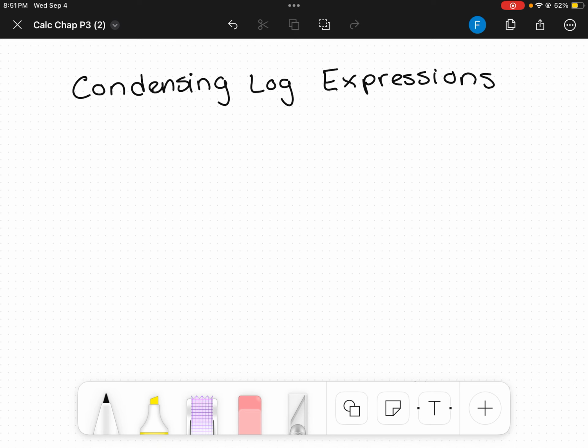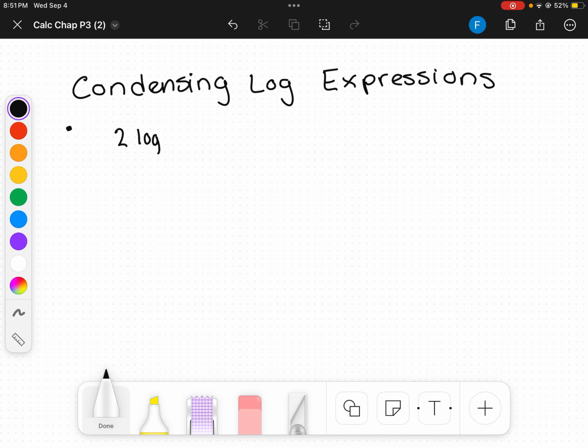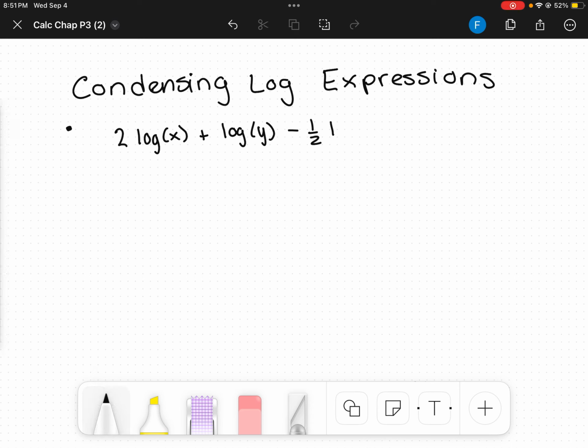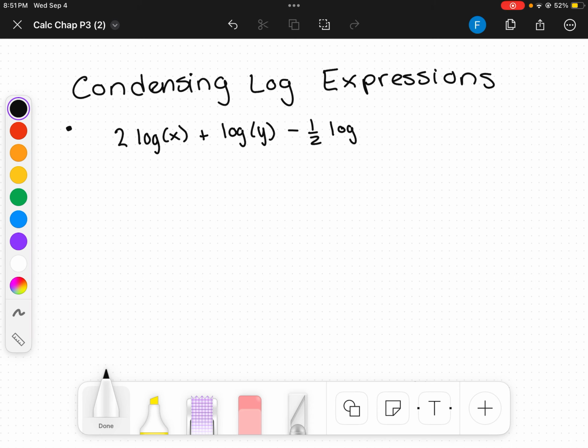Similarly, we can condense logs. So this is the example we're going to do here. 2 log of x plus log y minus 1/2 log z. So here we're just working backwards. I'm starting with a bunch of different log terms, and I want to end with just one of them, okay?